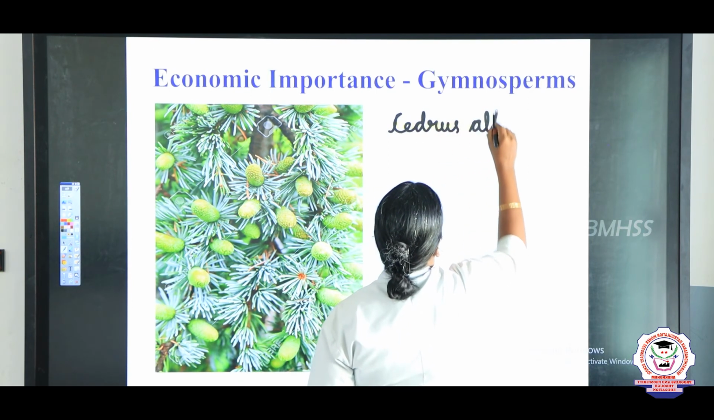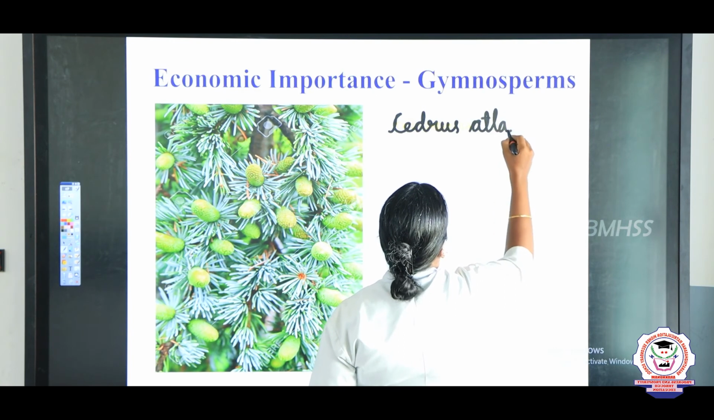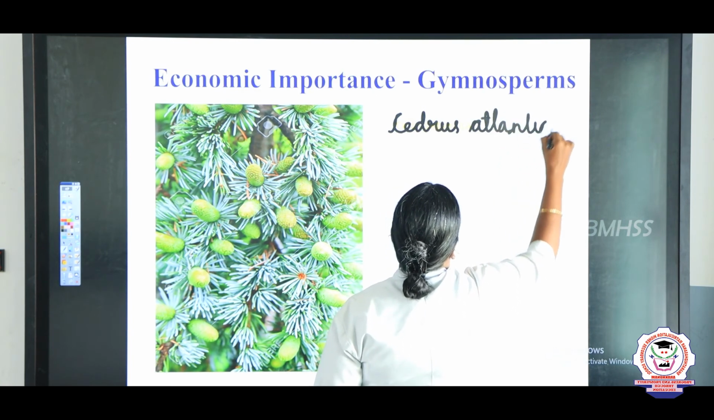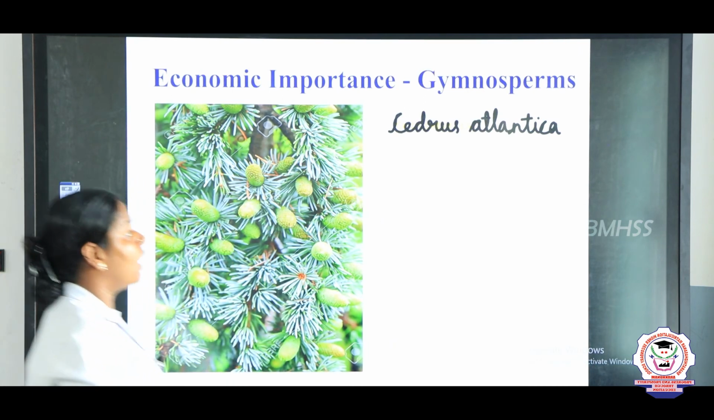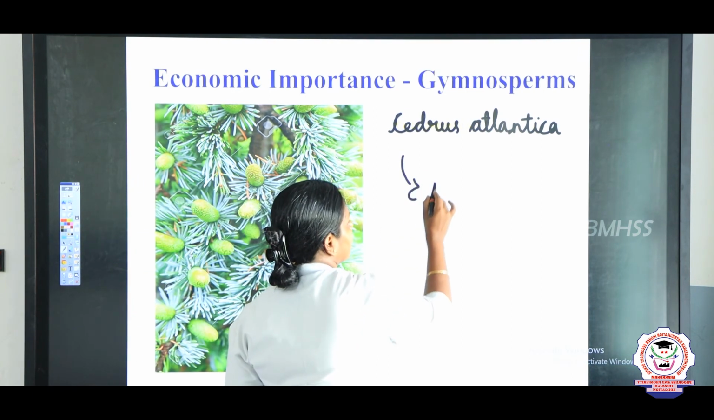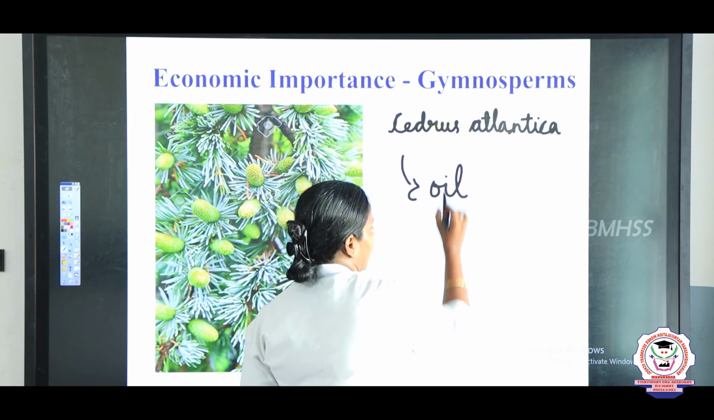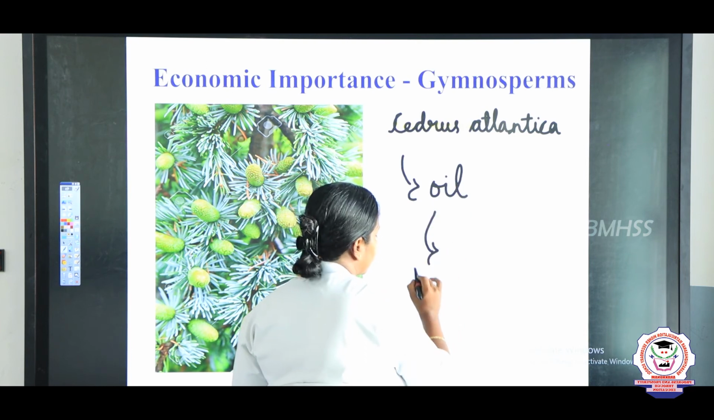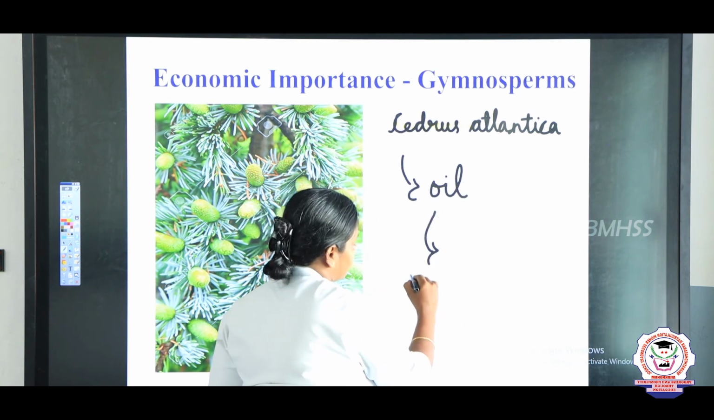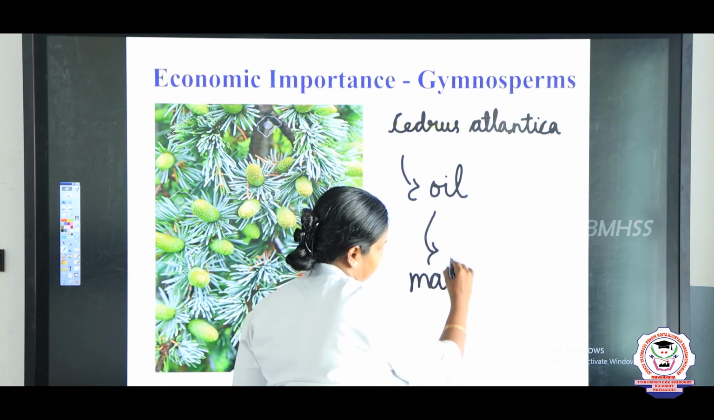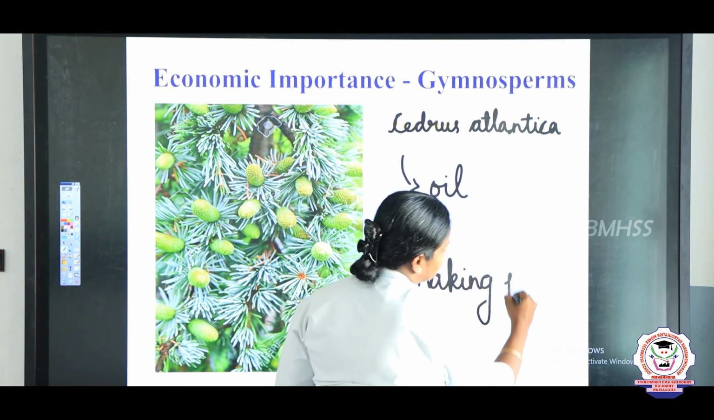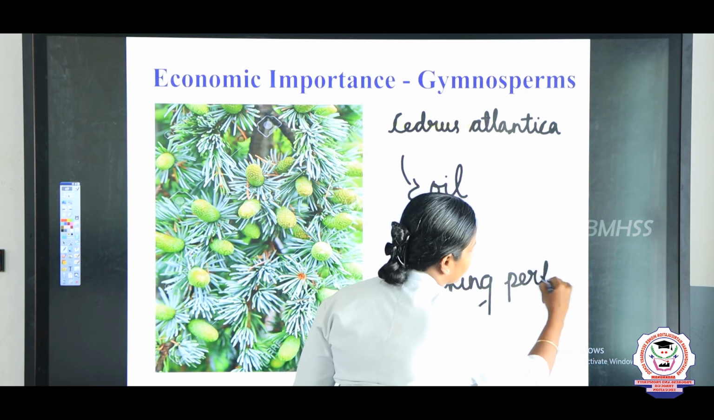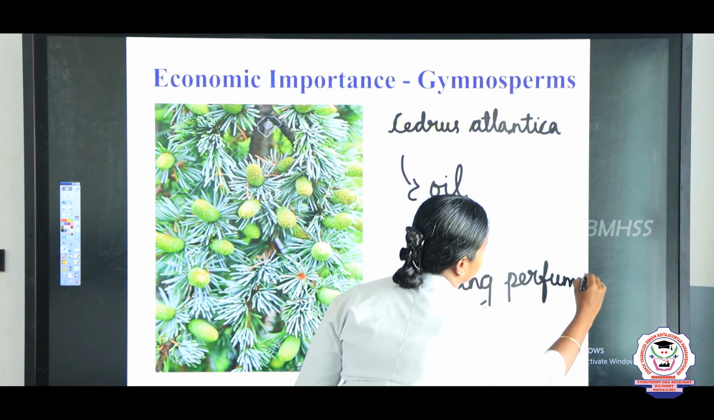Next, we are going to see the economic importance of Cedrus atlantica. And what is obtained from this plant? Oil. Oil is obtained from this plant and this oil is used in making perfumes. It has a pleasant smell, so it is used in making perfumes.